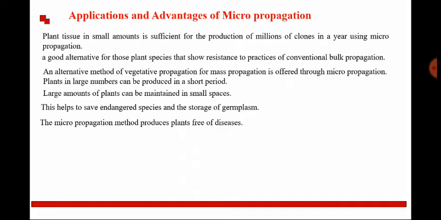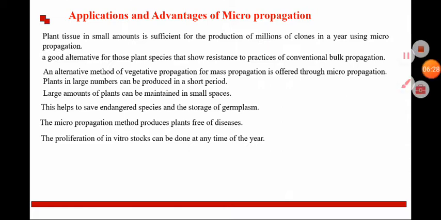This method produces plants free from diseases. You can produce disease-free plants from this micropropagation process. Proliferation of in vitro stock can be done at any time of the year. In this proliferation, you can increase the tolerance, that means stress tolerance, salt tolerance. You can produce different tolerant plants in this method and increase the number of plants.